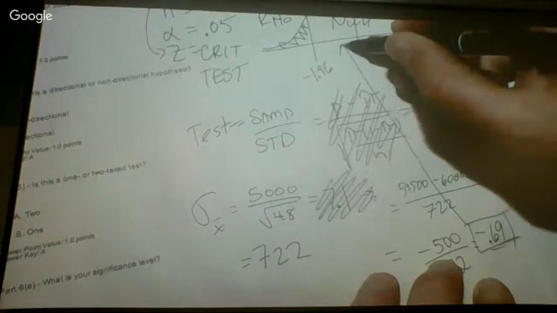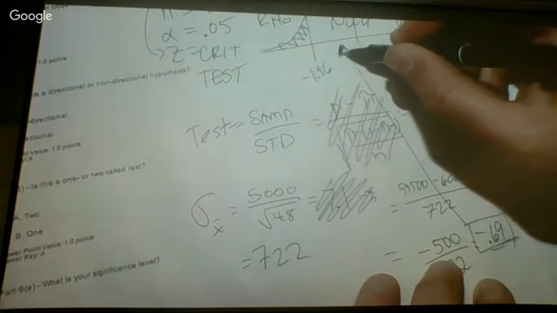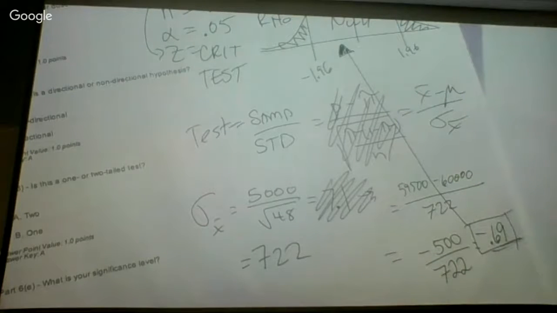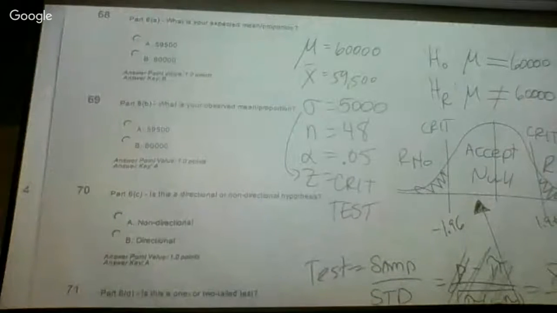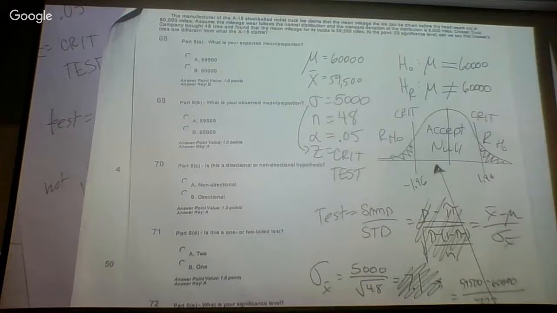Negative 0.69. What's our decision regarding the null? Let's accept it. All right. Time to run it. I'm going to run the joules, right?